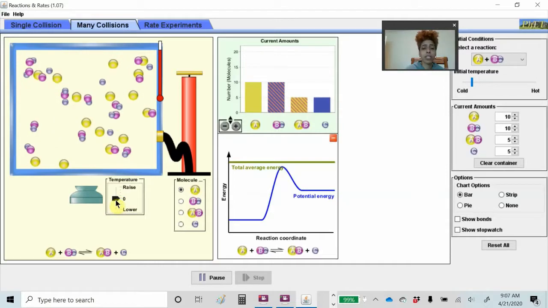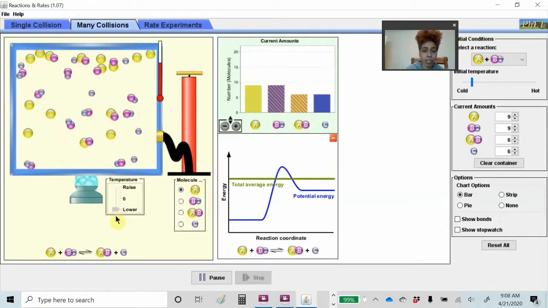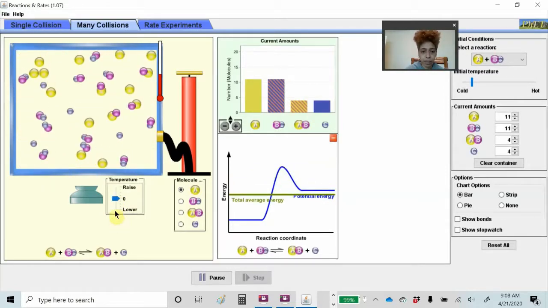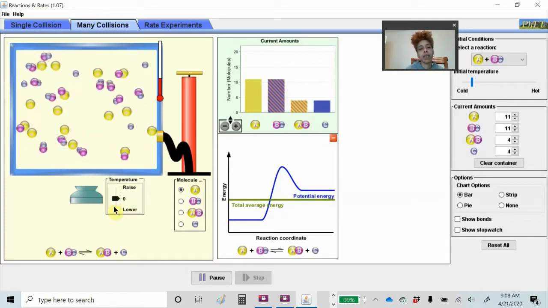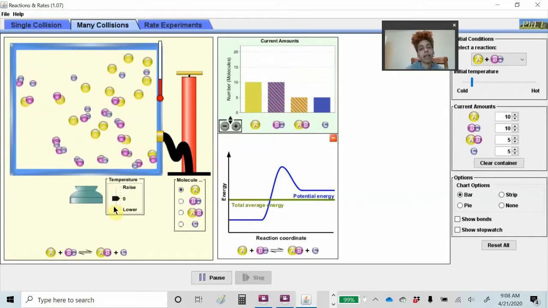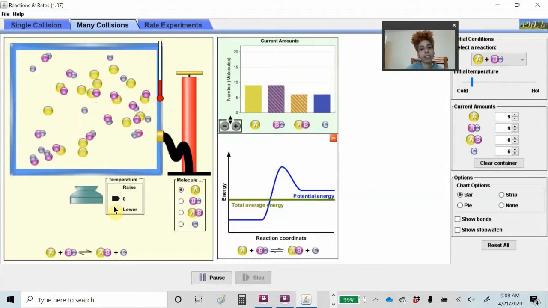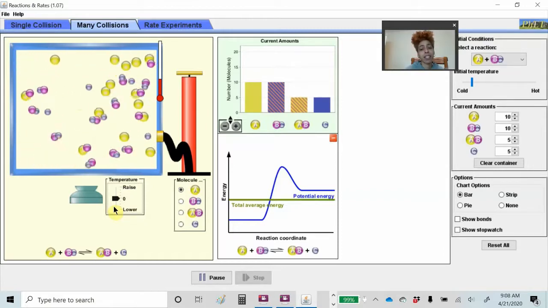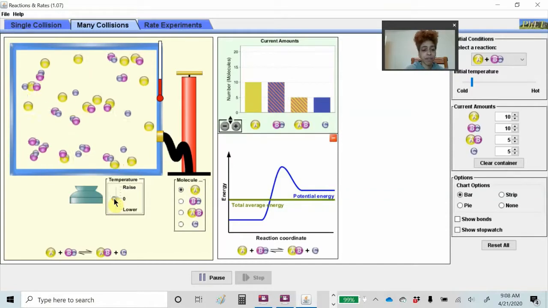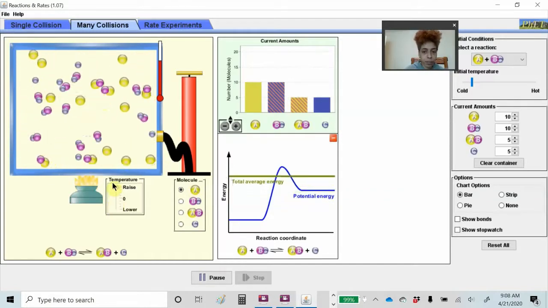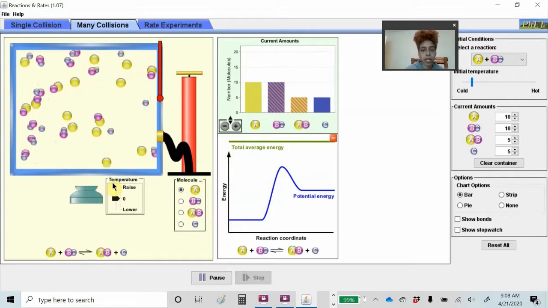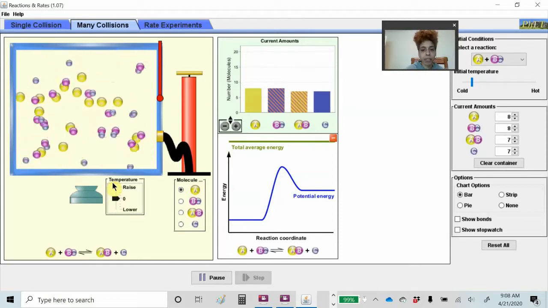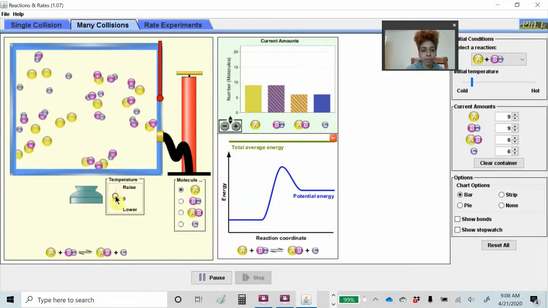So what are the two things that we looked at? So if I decrease the temperature now, notice that I'm not making much more product as fast as I was before. But if I raise the temperature, notice that I'm getting more product at a faster rate, right?